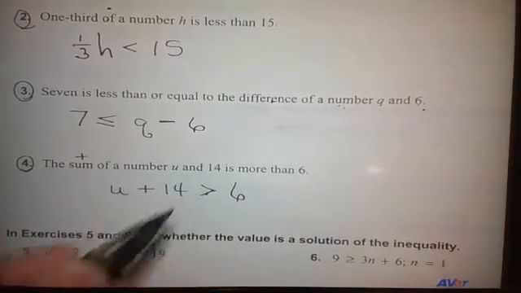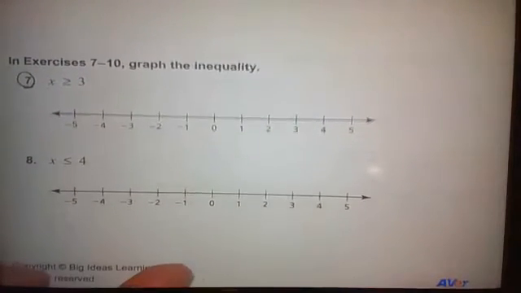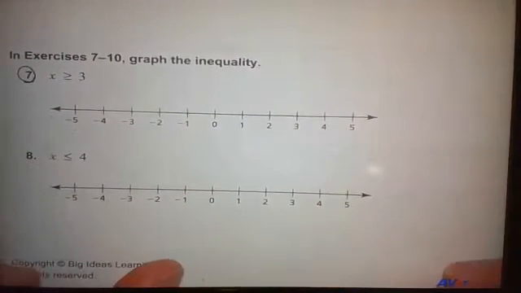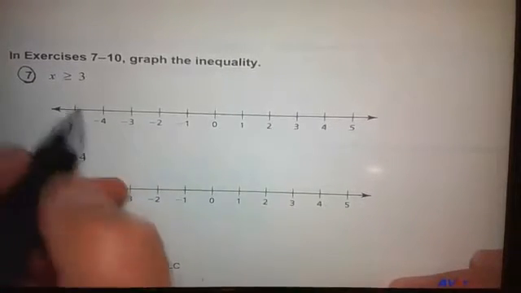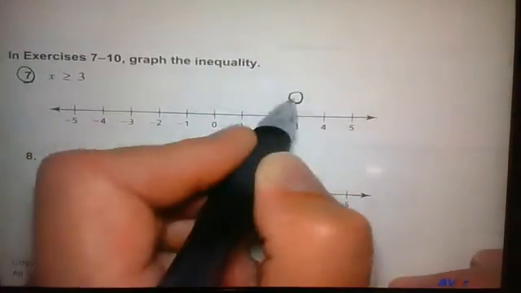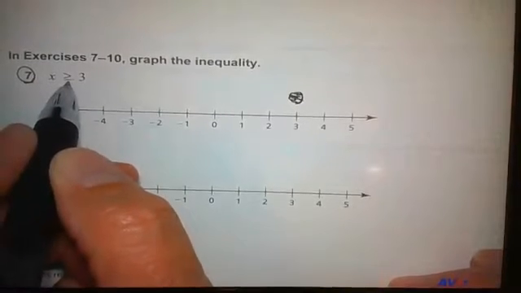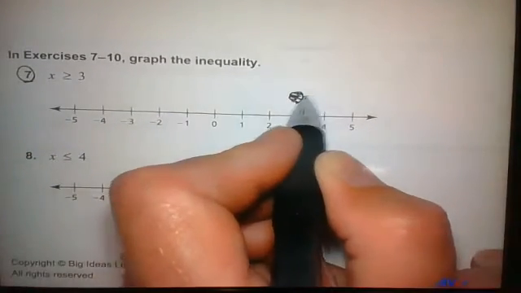Okie dokie. Moving on. Down to number 7. x is greater than or equal to 3. Well, that's solved and taken care of. Now I have to graph it. So I find 3, equal to, so it can be 3, and x is all the numbers greater than also. So what numbers are greater than 3?